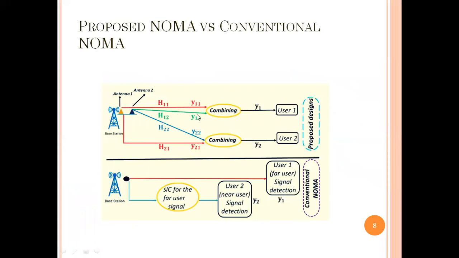Now the comparison of the proposed system model and the conventional NOMA. In conventional NOMA, we have a far user, a near user, power sharing, then successive interference cancellation. This is what I explained in the previous lecture. Here we have the proposed system model, which has simultaneous transmission from two antennas, and it is combined and received at the respective users without any interference.